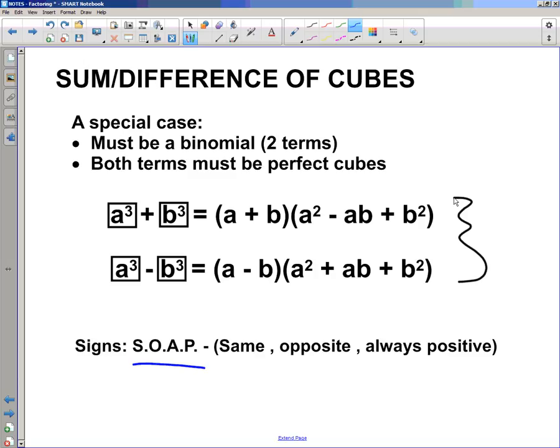So here's how this works. In your original problem, if you originally had a plus, then the first sign will be the same, so also a plus. The second one will be the opposite, so if you started with a plus, the opposite's a minus. And the third sign is always going to be positive. Likewise, if your original problem started with a minus, you're going to have the same, the opposite, and then always positive. So using SOAP, you can figure out what the signs are going to be relatively quickly.